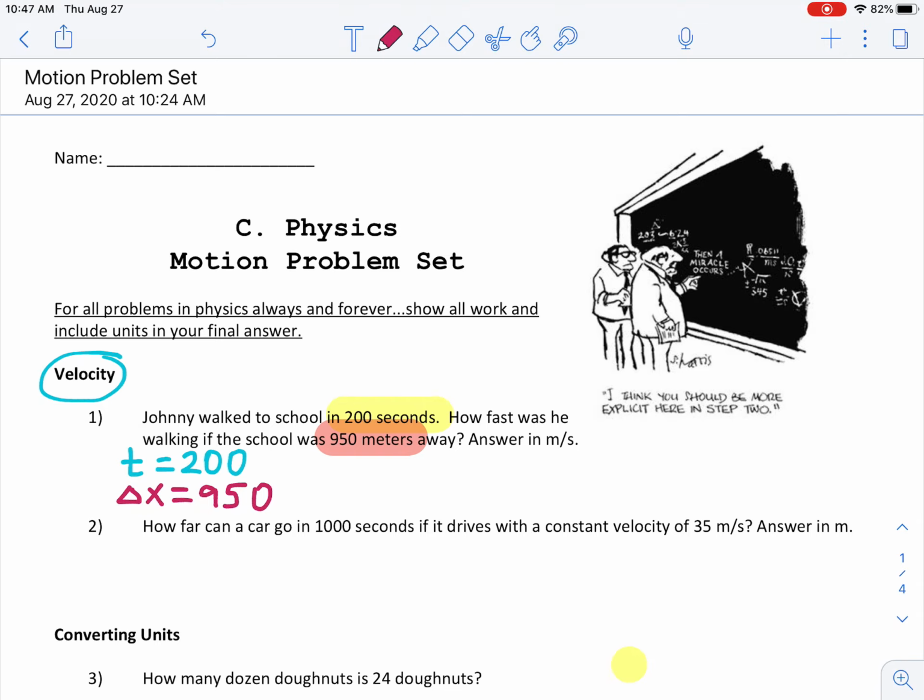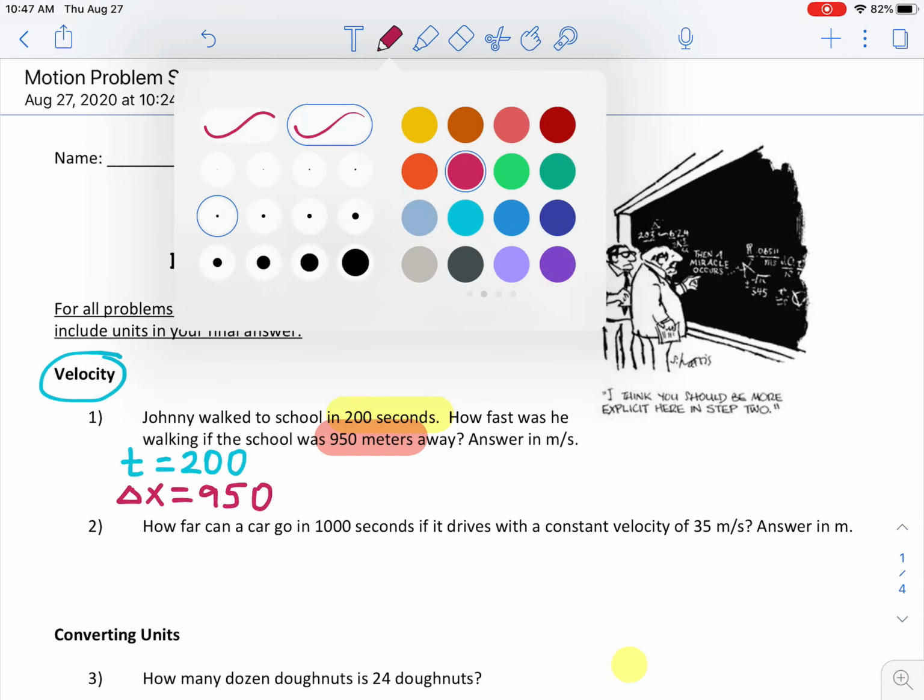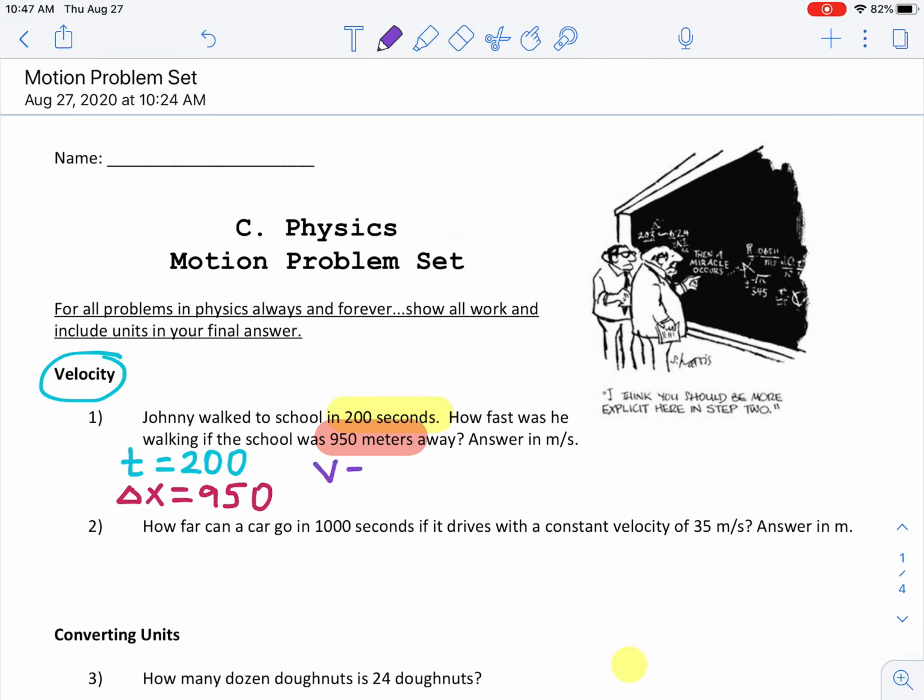Now, how fast? Answer in meters per second. We're ultimately solving for the velocity here. It doesn't specifically say average velocity, but I can assume that's what it means because it's talking about the total distance and the total time. Now I'm going to look in my notes and think, what physics formula do I have for average velocity? Average velocity is distance divided by time, or displacement divided by time.